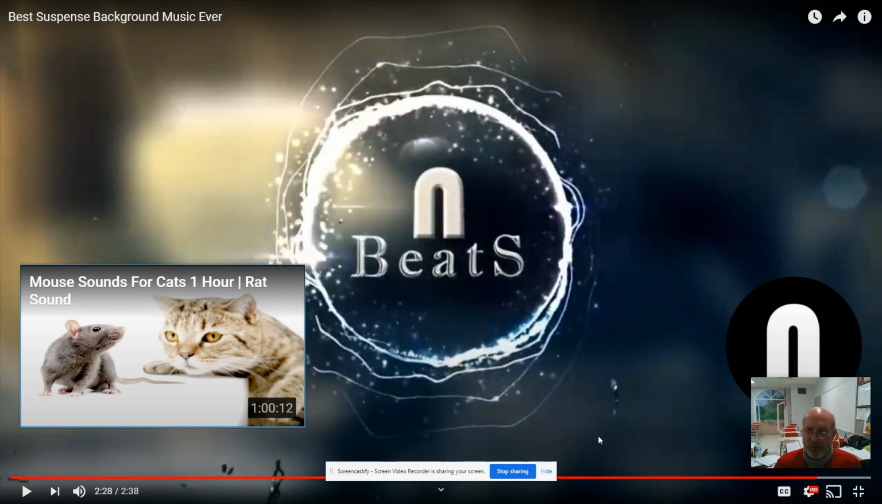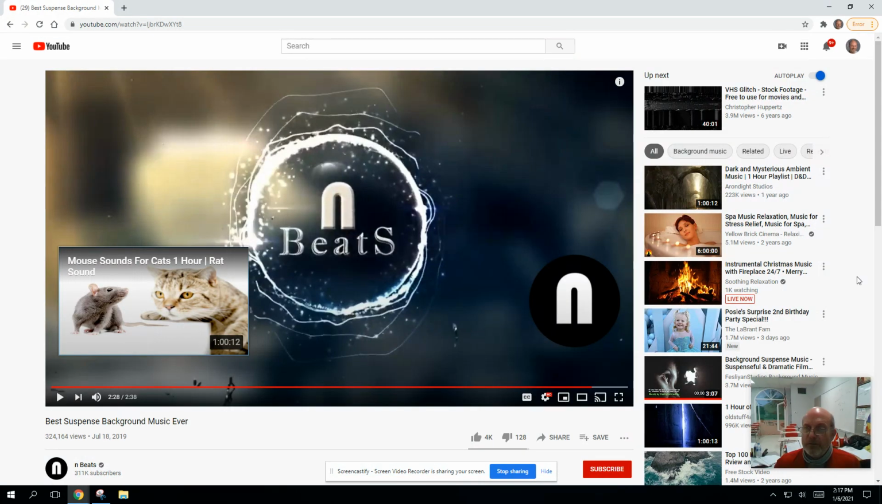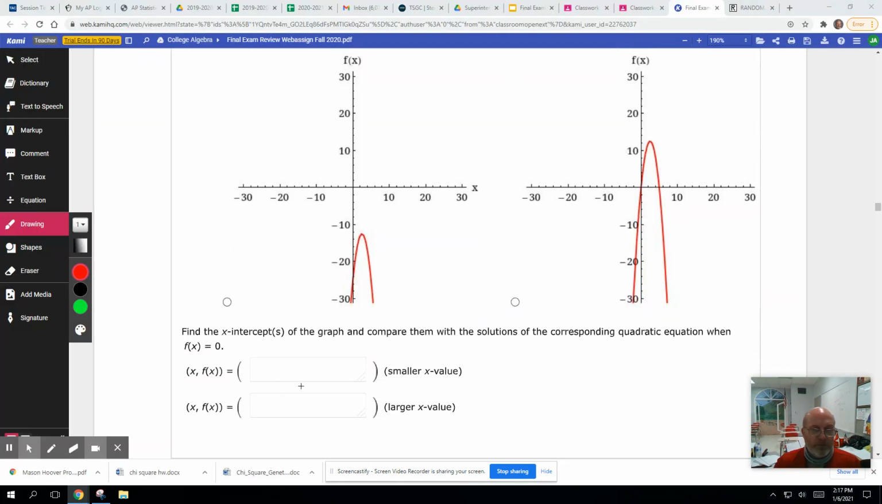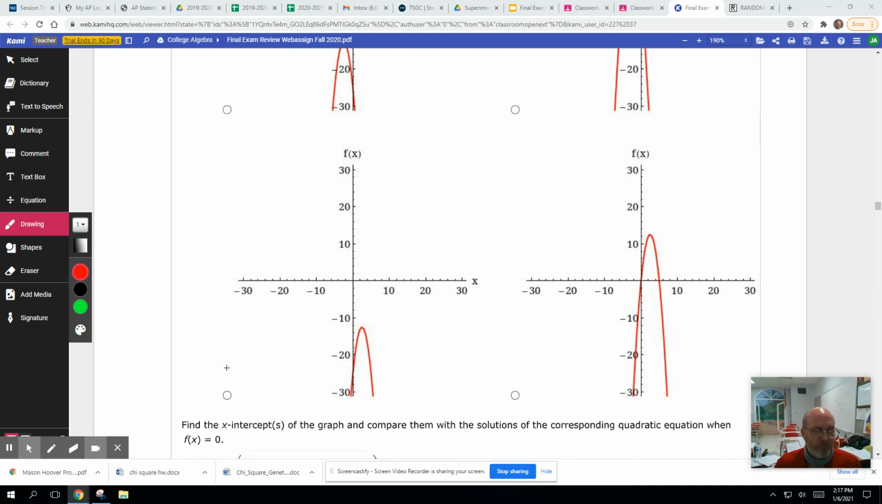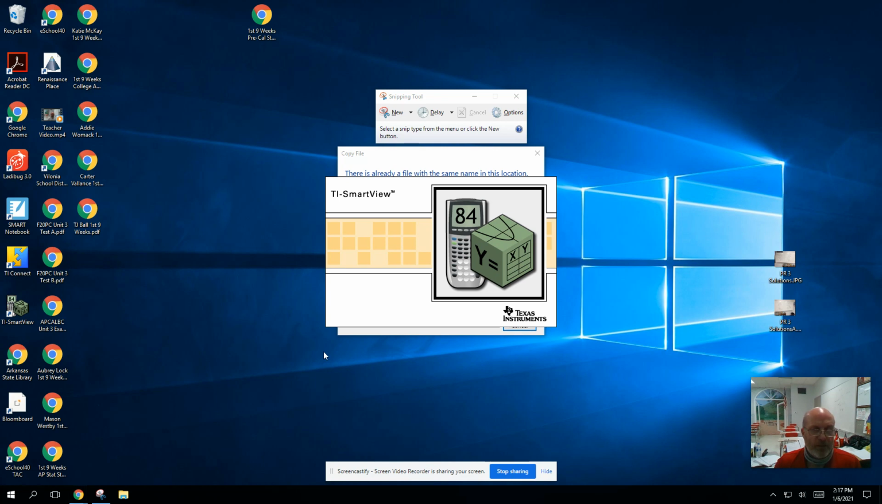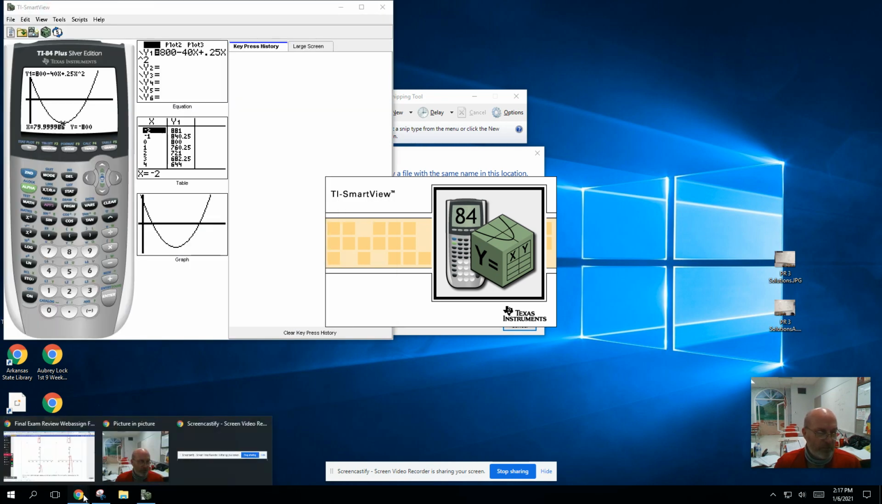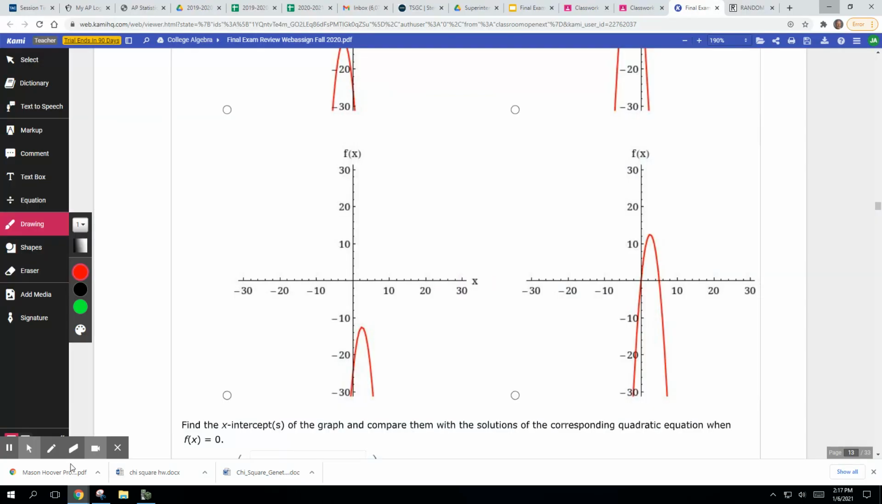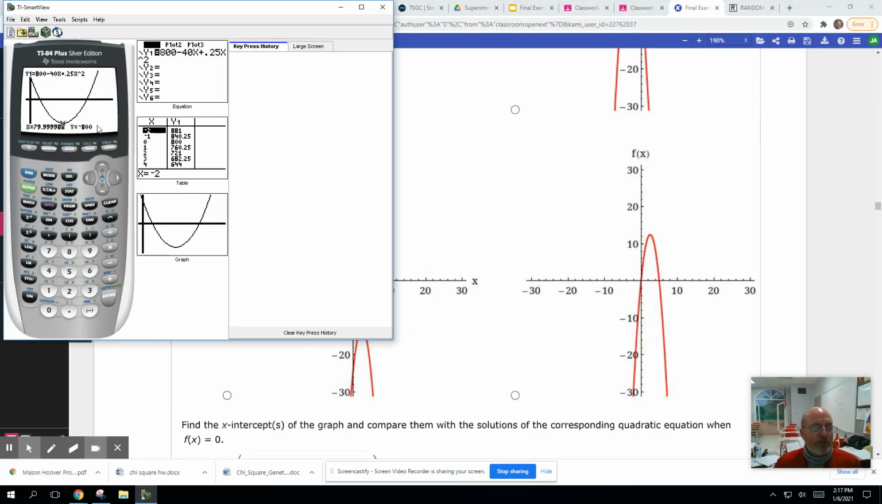I'm not sure why this is doing this. I guess I lost my calculator. Let me minimize this and come back over here and open up the calculator app. So I want to set my viewing window, my x min at negative 30, my x max at 30, my y min at negative 30, and my y max at 30 so that I can match this.